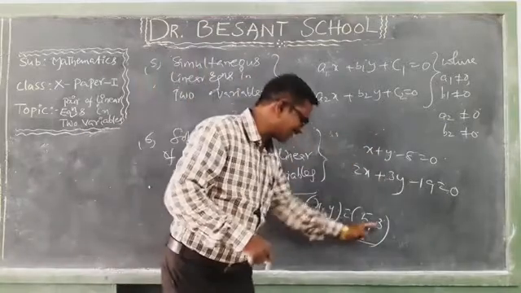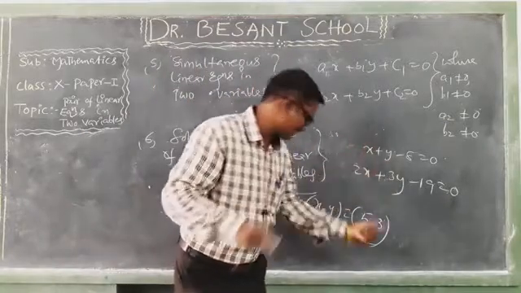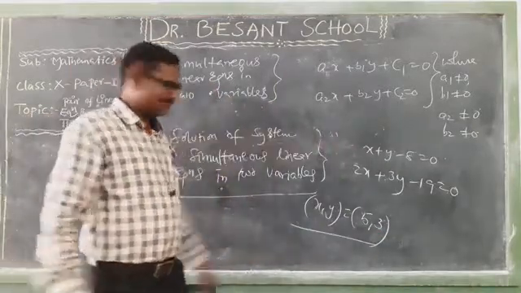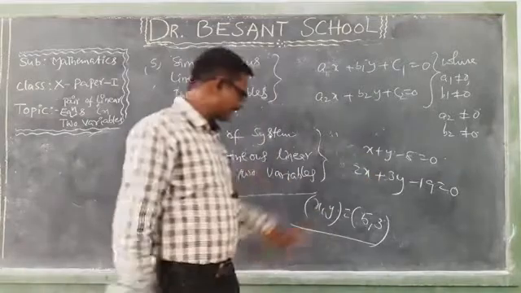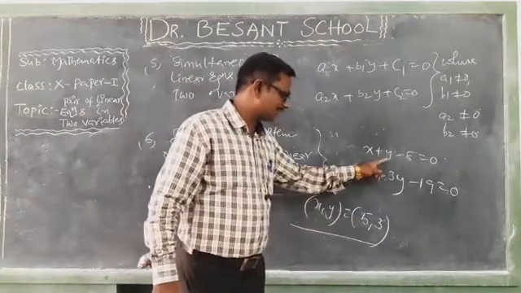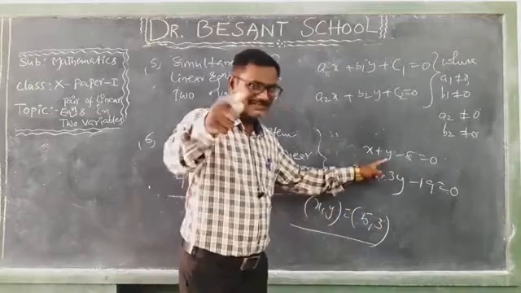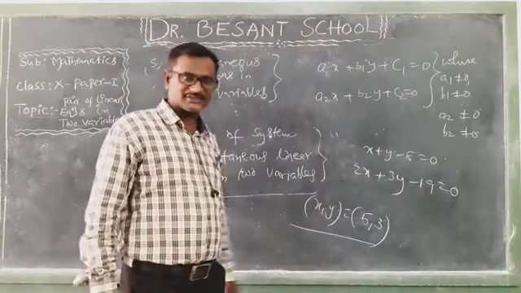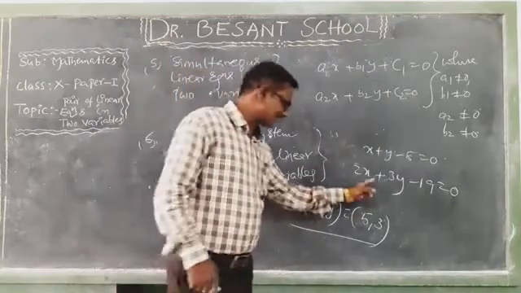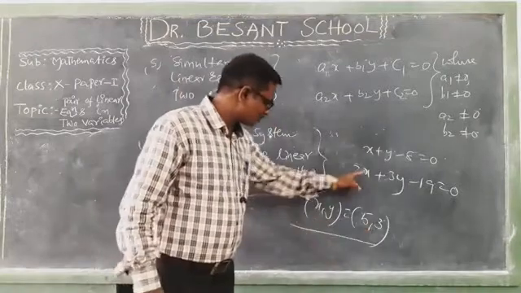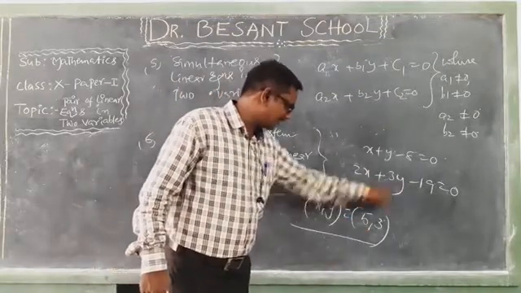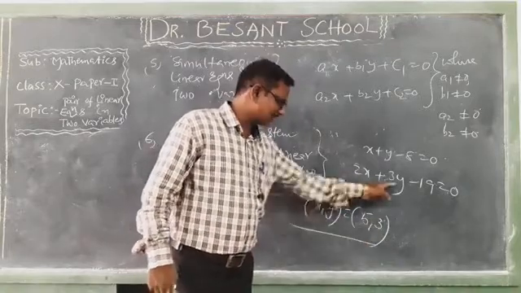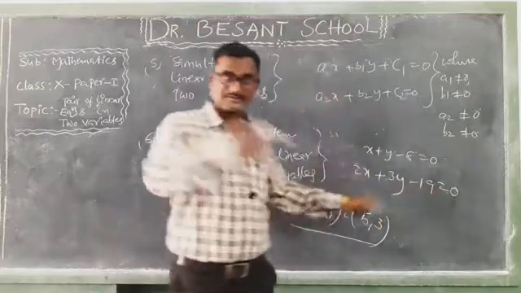For what values of x and y are these linear equations satisfied? That is called the solution for the system of simultaneous linear equations in two variables. This is the solution for these two equations. Let us verify. x is 5, y is 3. 5 plus 3 is 8, 8 minus 8 is 0, equal to 0. Right? Equation 1 is satisfied for x = 5 and y = 3. Let us verify whether the second equation is satisfied for these values. 2 times 5 is 10, plus 3 times 3 is 9. 10 plus 9 is 19, 19 minus 19 equals 0. Yes, the second one is also satisfied.